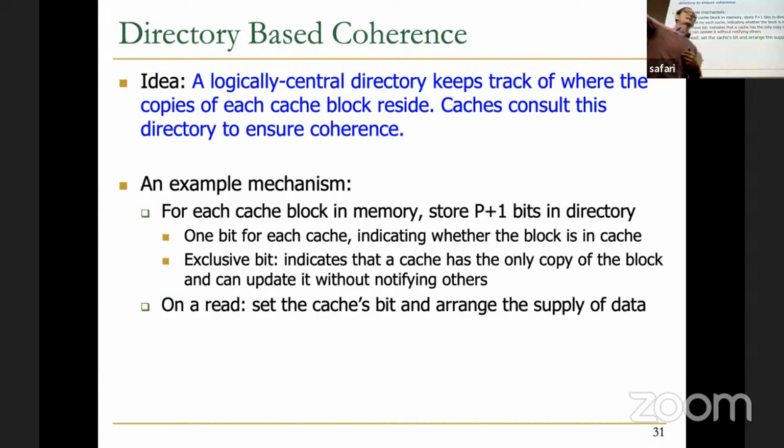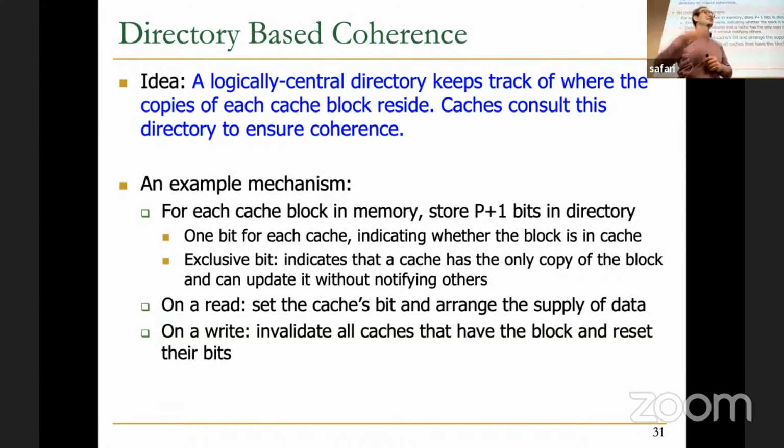The directory says, cache 456, send the cache block to cache 45, who's requesting it from me right now. So the directory is the coordinator, basically. It can send messages to different parts of the system and send the data, and essentially arrange the supply of the data. Once it gets all the acknowledgements saying that this is done, it sets the necessary bits. So on the right, what the directory does is it knows which caches have the block, and it invalidates all caches that have the block and resets their bits.